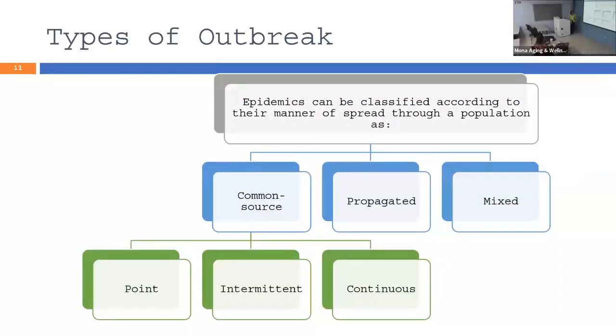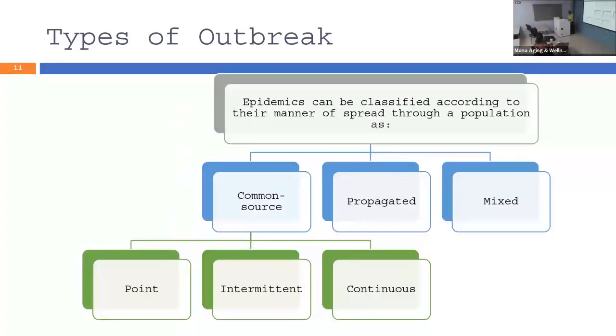All right. We're going to move to types of outbreak, and I've said, if you have a question or comment, just open your mic and say it, or in here, just go ahead and interrupt and ask the question.